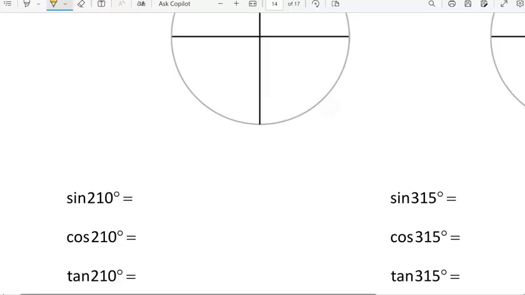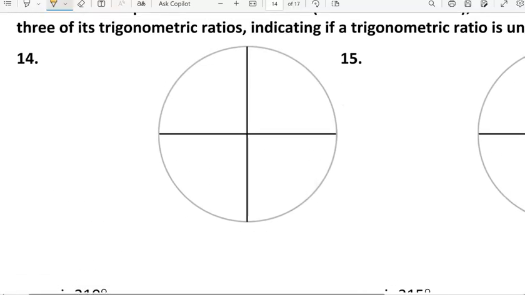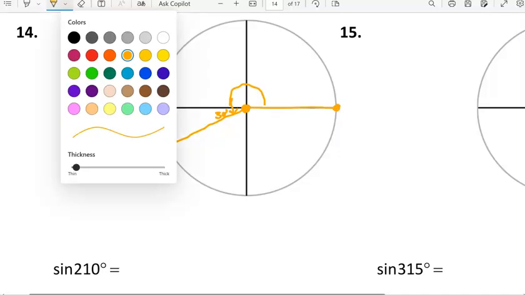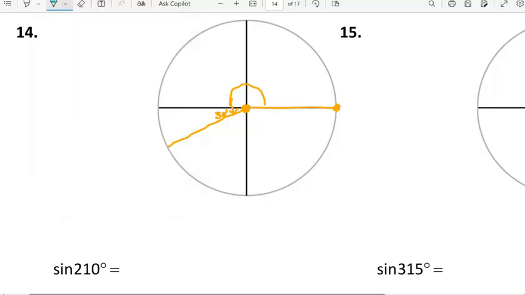All right, in 14, we're looking at a 210 degree angle. So for a 210 degree angle, we'll start with our initial side and rotate 180 degrees plus an additional 30 degrees. So our 210 degree angle goes from the initial side to the terminal side, but in the reference triangle, the reference angle will be 30 degrees.